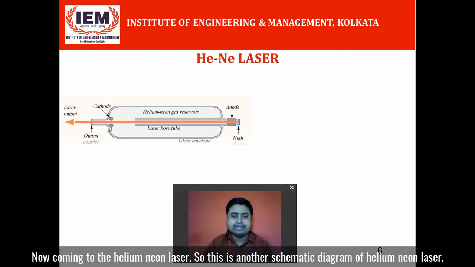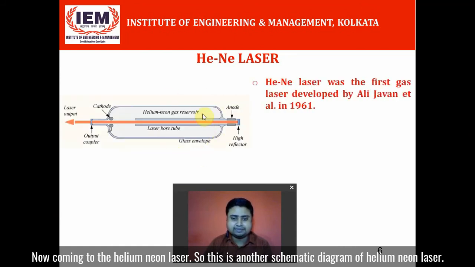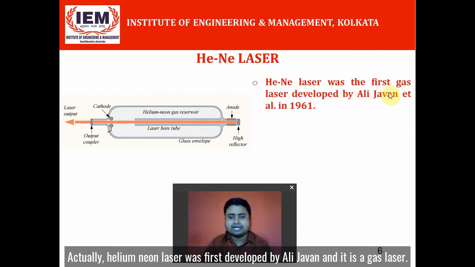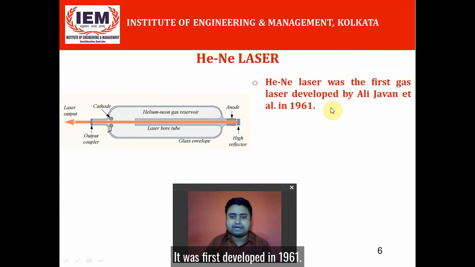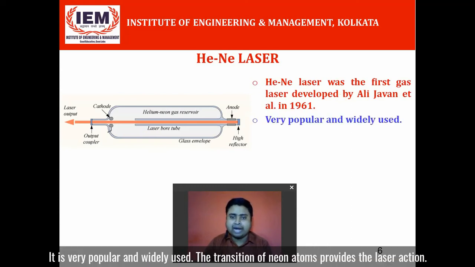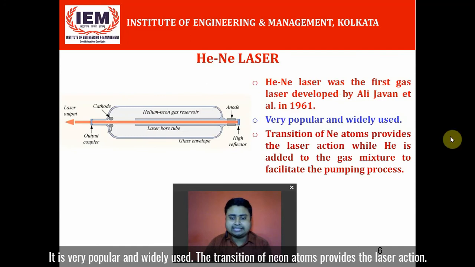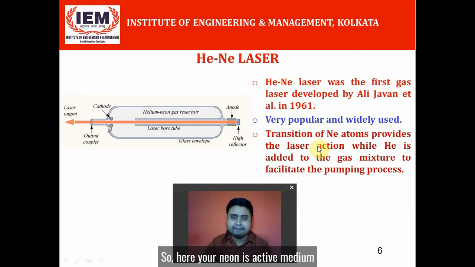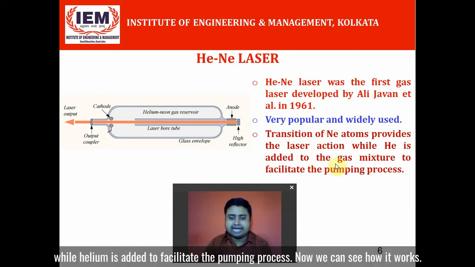Now coming to the helium neon laser. So this is another schematic diagram of the helium neon laser. Actually, the helium neon laser was first developed by Ali Javan, and it is a gas laser. It was first developed in 1961. So your ruby laser is a solid laser and your helium neon laser is a gas laser, and it is very popular and widely used. The transition of neon atoms provides the laser action. So here neon is the active medium, while helium is added to the gas mixture to facilitate the pumping process.